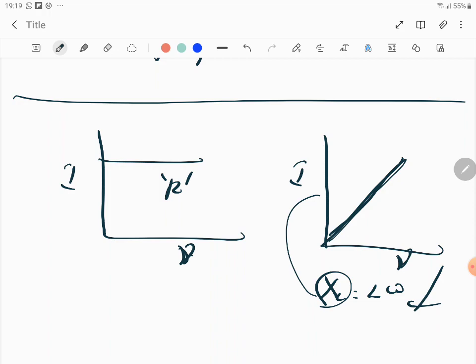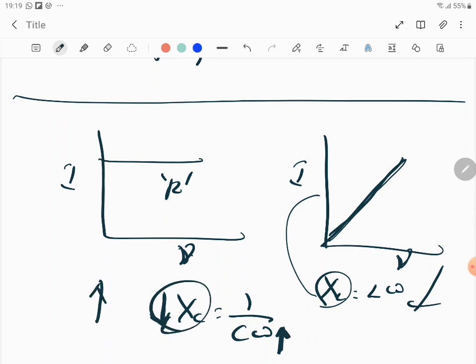You understood my question? XC is equal to 1 by C omega. Here current is increasing with frequency. When the frequency is increasing, the reactance will decrease and the current will increase only in the case of XC and not XL. So you check the answer if it's capacitance.